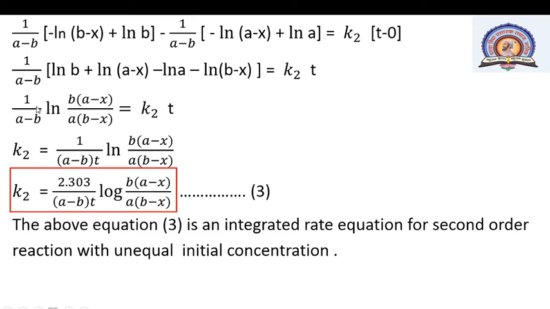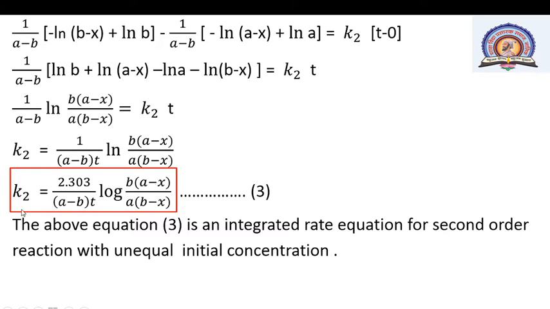Then 1 upon (a minus b) ln [b(a minus x) divided by a(b minus x)] is equal to k2 into t. Now this k2 means rate constant. Then k2 is equal to 1 upon (a minus b) into t ln [b(a minus x) divided by a(b minus x)].